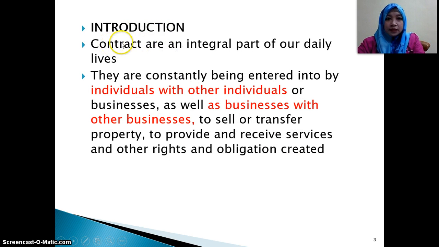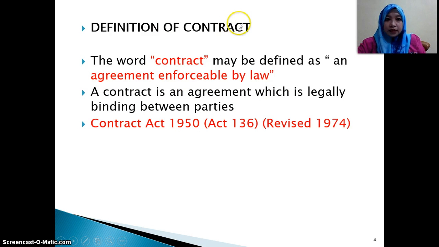Introduction. When we discuss contract law, contracts are an integral part of our daily life. They are constantly being entered into by individuals with other individuals or businesses, as well as business with other business, to sell or transfer property, to provide and receive services, and other rights and obligations are created. How do we define what a contract is? The word contract may be defined as an agreement enforceable by law. A contract is an agreement which is legally binding between parties.